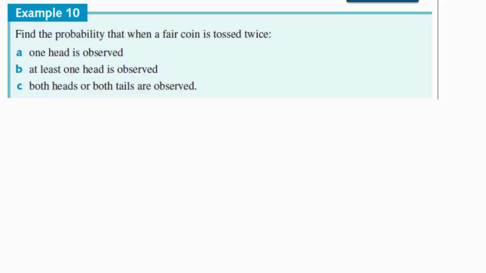So, an example would be, this is exercise 9C by the way, find the probability that when a fair coin, which just means a coin that is fair, heads or tails, is tossed twice. When it's tossed twice, what's the chance of getting one H observed, or at least one H observed, or both heads or both tails observed? So when we write this out, we've got to figure out, okay, what are we doing?